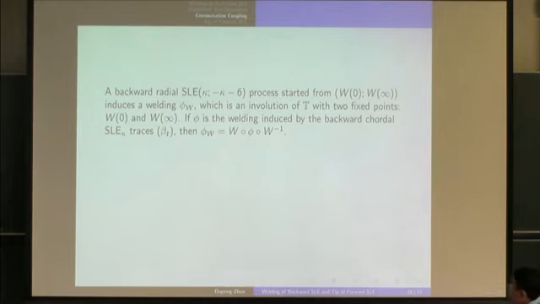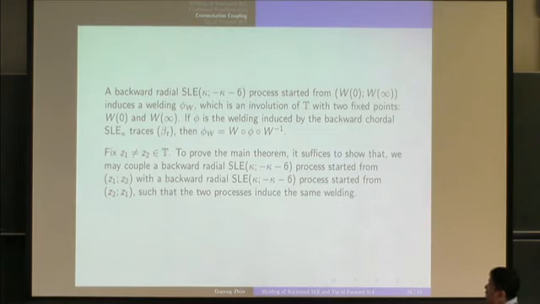One is W(0), the other is W(infinity). If phi is the welding induced by the backward chordal SLE kappa traces beta_t, then phi_W equals W composed with phi composed with W inverse. Now fix T, fix 2 distinct points on the unit disk. To prove the main theorem, it suffices to show that we may couple a backward radial SLE kappa minus 6 process starting from Z1, Z2 with another backward radial SLE kappa minus 6 process starting from Z2, Z1, such that the 2 processes induce the same welding.